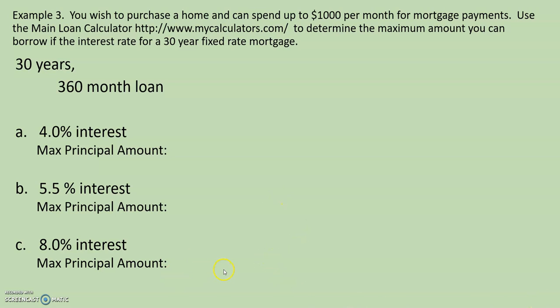30 years means it's a 360-month loan. At 4% interest, what's the max principal amount you can borrow? At 5% interest, what's the max principal amount you can borrow? At 8% interest, what's the max principal amount you can borrow? Again, pause the video and make these calculations.